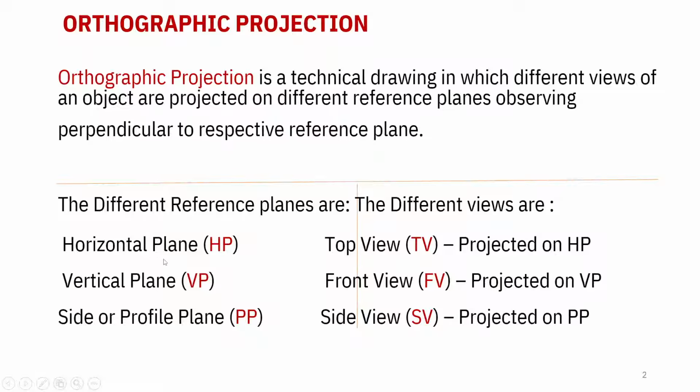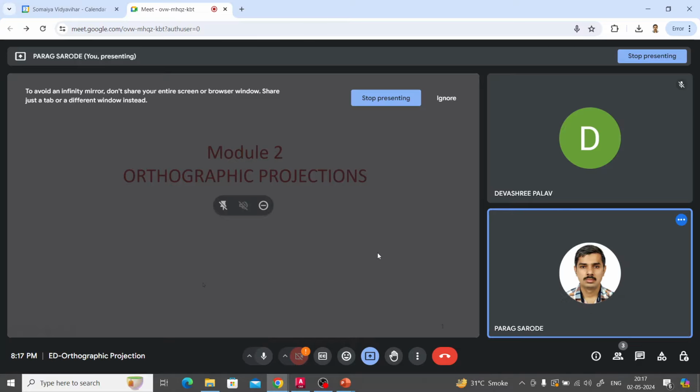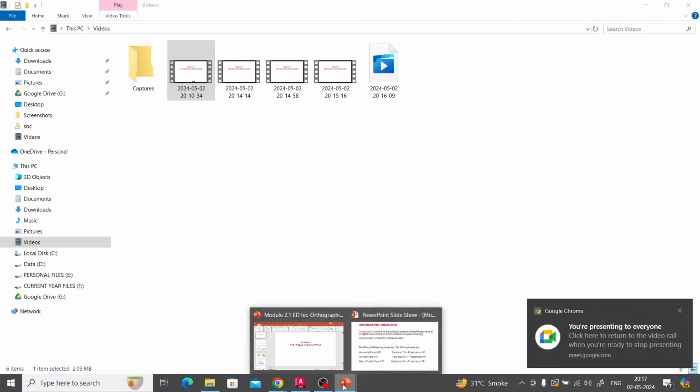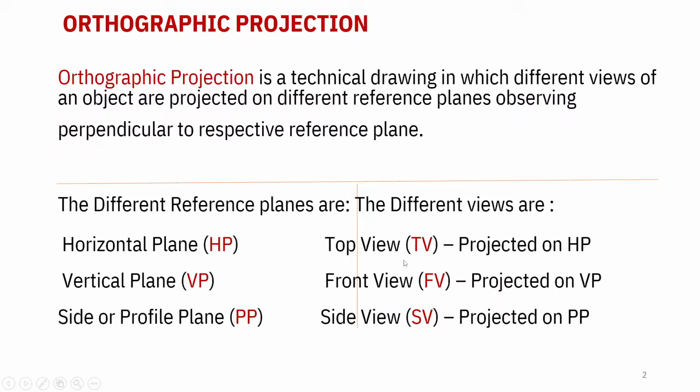The different reference planes are the horizontal plane, generally abbreviated as HP, the vertical plane, abbreviated as VP, and sometimes we also get the side or profile plane, abbreviated as PP. The top view is obtained on the horizontal plane, the front view is obtained on the vertical plane, and the side view is obtained on the profile plane. Sometimes it can also be called the side plane. For general reference, we can call it that.